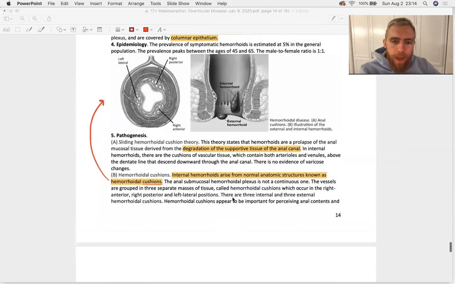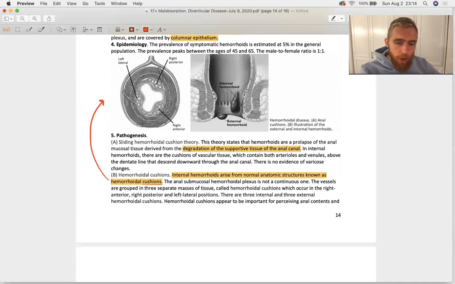So internal hemorrhoids arise from these structures called hemorrhoidal cushions. And you've got 3 of them. You've got a left lateral, a right posterior, and a right anterior, and they're essentially just 3 small venous plexuses.